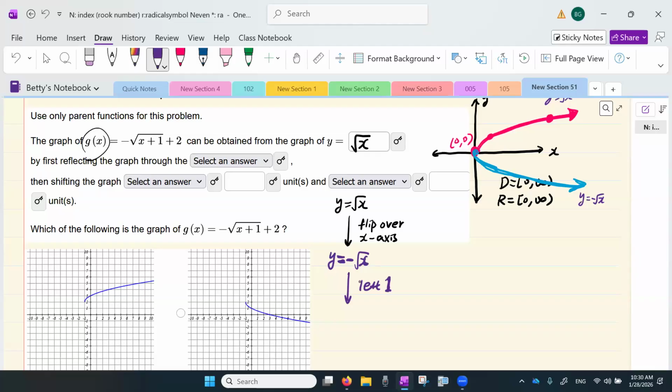Yeah, this is the confusing part, everybody. Shift to the left 1 unit. When you shift the graph horizontally, let's say move the graph horizontally to the left 1 unit, you end up with plus 1 to x.